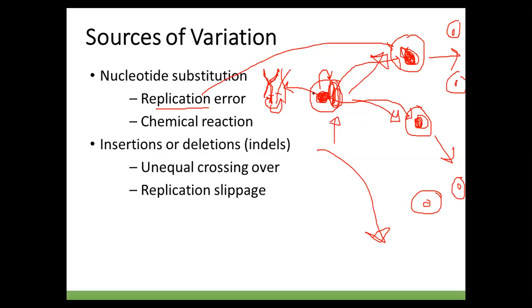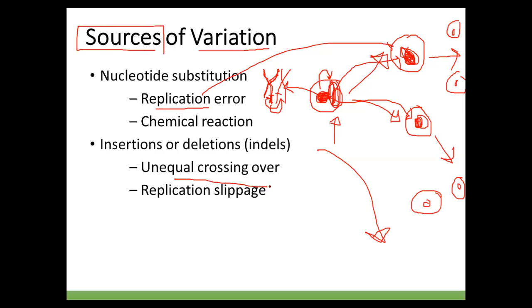Some regions may not be replicated as we wish. So that's called replication slippage. Some regions may be missed and are not replicated to their daughters. So that is called a deletion in this particular region. So these variations can occur because of these sources.